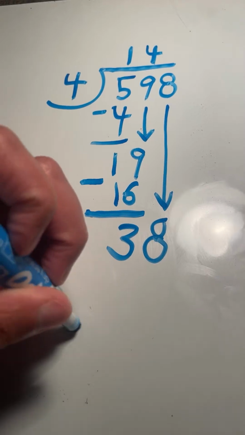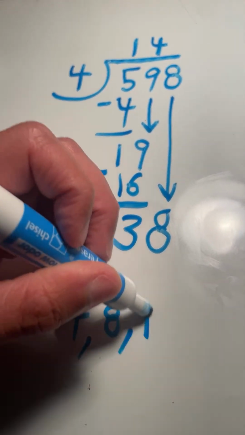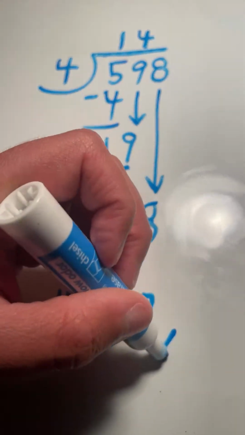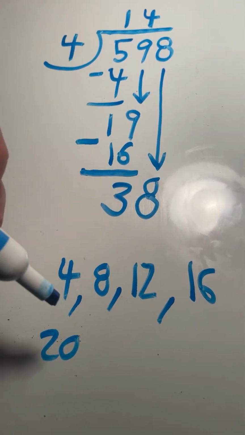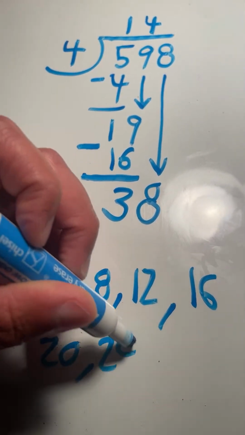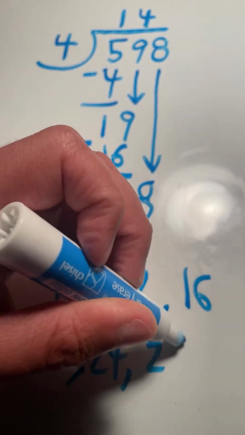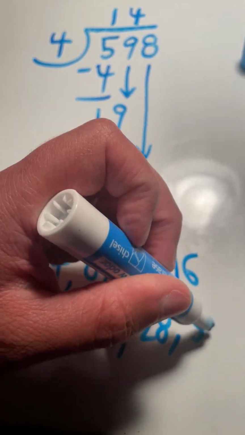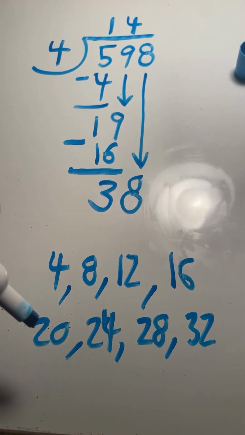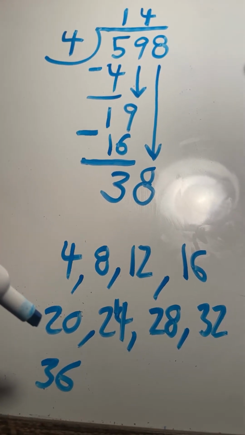So counting by 4s, 4, that's one group of 4. 8, 2 groups. 12, 3 groups of 4. 16, 4 groups of 4. 20, 5 groups of 4. 24, 6 groups of 4. 28, 7 groups of 4. 32, 8 groups of 4. 36, 9 groups of 4.